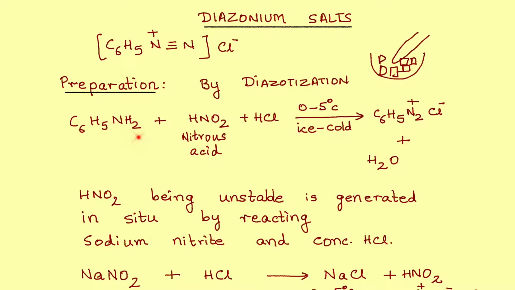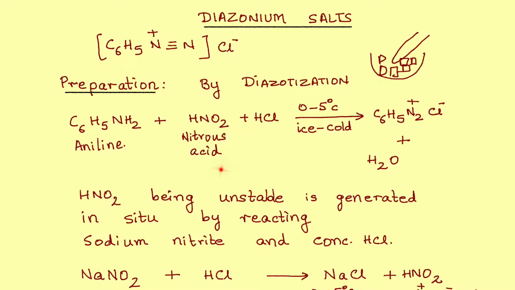Preparation: aniline reacted with, yes, this is aniline, an aromatic amine. Aniline is treated with nitrous acid and concentrated HCl at 0 to 5 degrees Celsius, giving us benzene diazonium chloride, water, and what else will you get? Nothing, right?